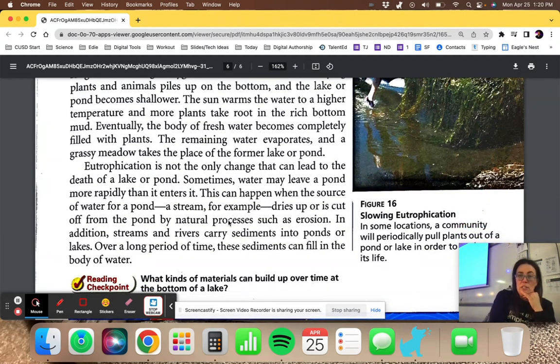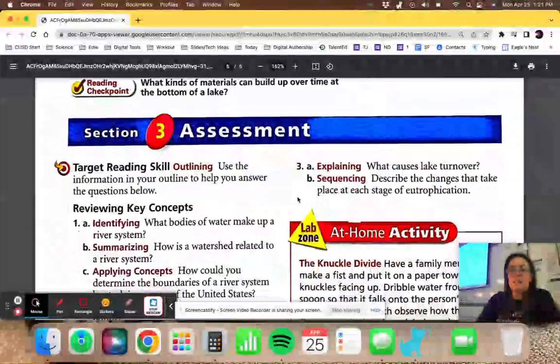Eutrophication, though, is not the only change that can lead to the death of a lake or a pond. Sometimes water can leave a pond more rapidly than it enters. This can happen when the source of water for a pond, like a stream, dries up or is cut off from the pond by a natural process such as erosion, like in an oxbow lake. In addition, streams and rivers carry sediments into ponds or lakes, and over time, these sediments can fill in the body of water. We are done with our section there.